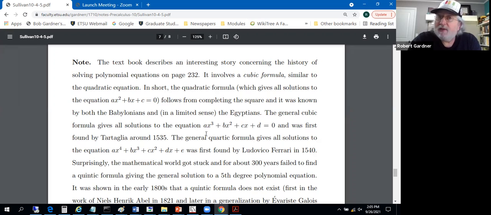Suppose we had the polynomial function ax cubed plus bx squared plus cx plus d set equal to 0. Is there a formula for this cubic equation, just as there is a formula, a quadratic formula, for this quadratic equation? The answer is yes, but discovery of that took quite some time. It was around the year 1535, Tartaglia comes up with a cubic formula that gives all of the roots of the third degree polynomial equation as given here.